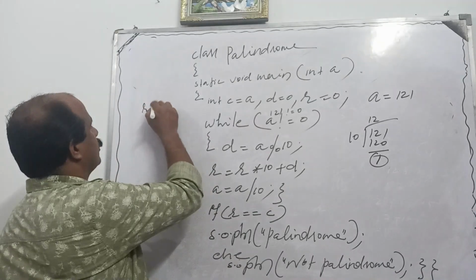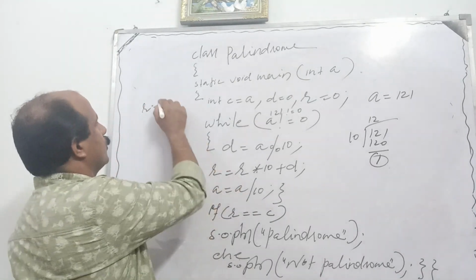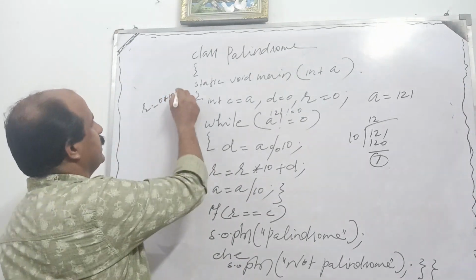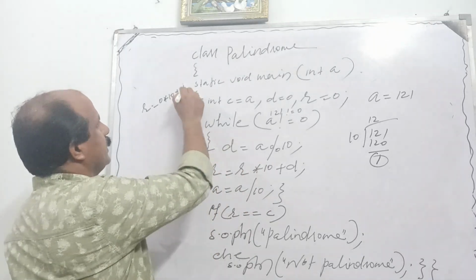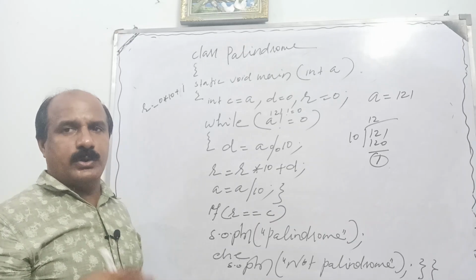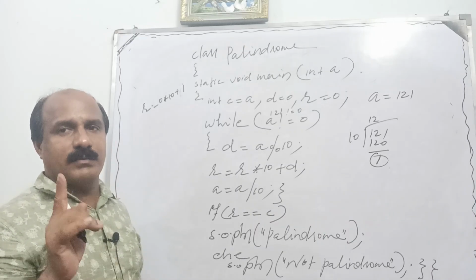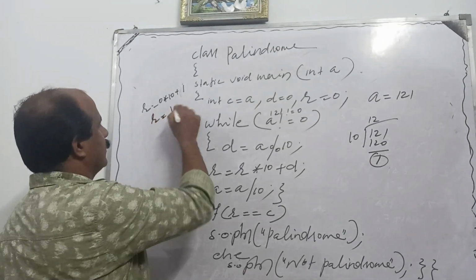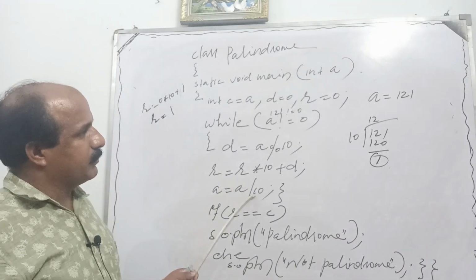Now R is equal to, this is a very important step, R is equal to R into 10 plus D. R means 0, so 0 into 10, 0 will come, plus D. D means 1, so in place of D, 1 will come. 0 plus 1, 1 will come. So what is the present value of R? 1. Okay. Now A is equal to A divided by 10.